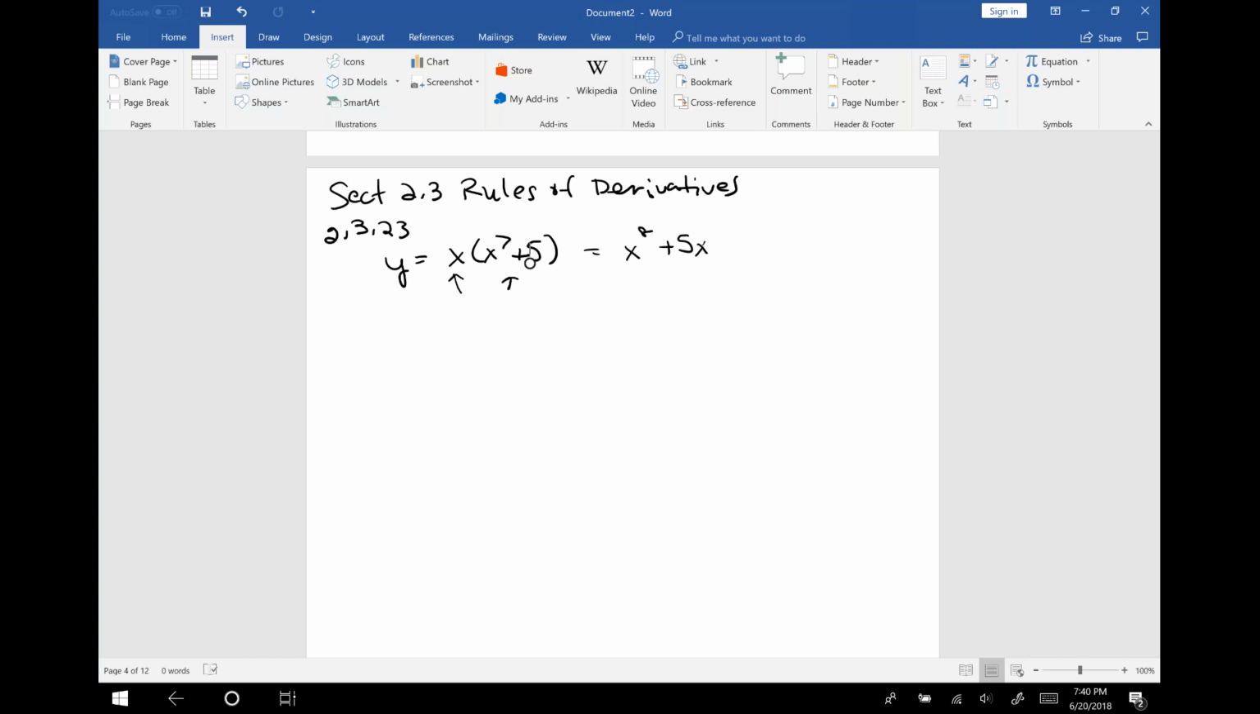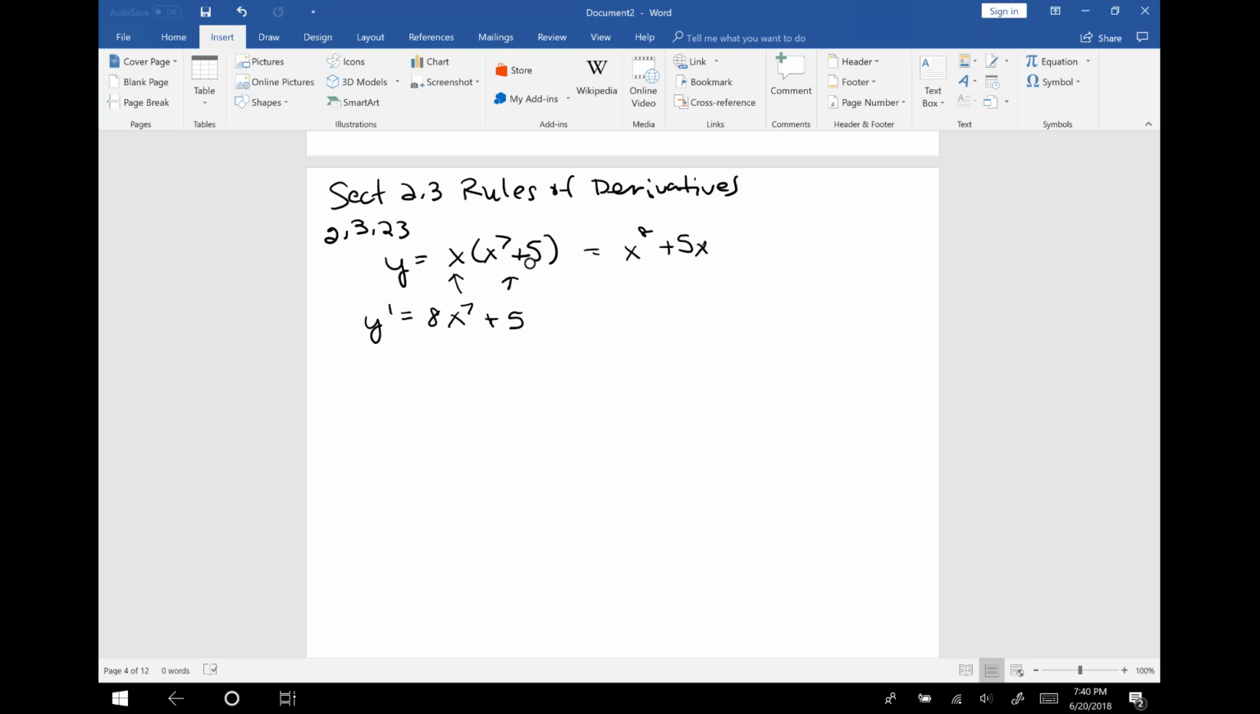And then if we want to take the derivative, I can just write y prime. The derivative of x to the 8th is going to be 8x to the 7th, and then the derivative of 5x is going to be 5. So that's going to be your answer for that one.